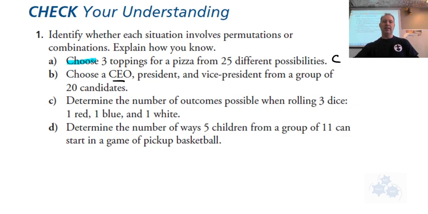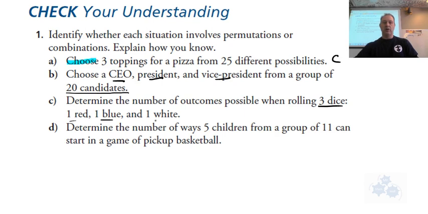Okay, you choose a CEO, a president, and a vice president from a group of 20 candidates. Combination or permutation? Okay, permutation. Now, why permutation? Yes, because there are specific positions. If there are specific positions, that's order matters, right? Like in a race too, first, second, and third. How many different ways could Jimmy, Johnny, and Sally get first, second, and third? Order matters, right?